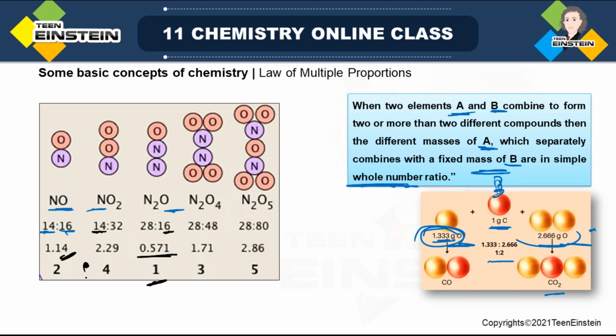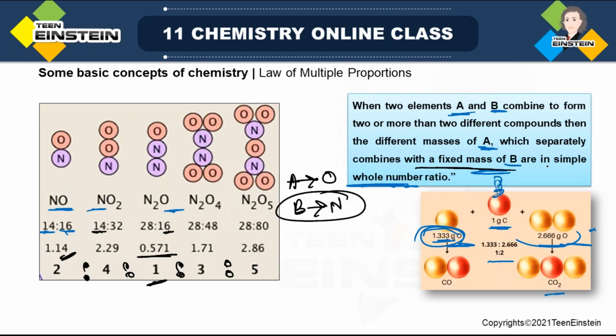So if this is the ratio of oxygen, so as if here A is oxygen and B is nitrogen. So we have fixed the mass of nitrogen. So according to this line, what it says, separately combines with a fixed mass of B. So here oxygen mass is different and the mass of nitrogen we have fixed. So as you can see, it is a whole number ratio.